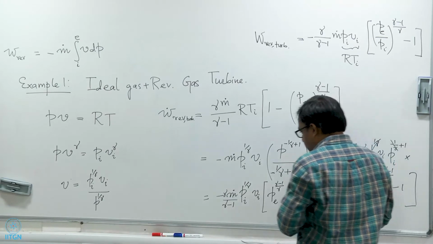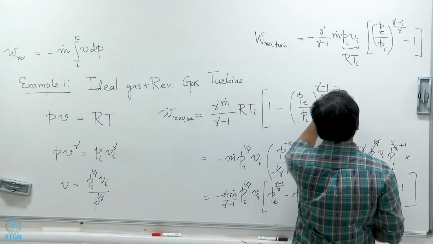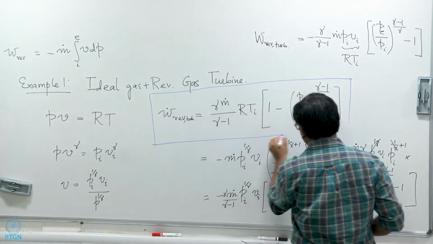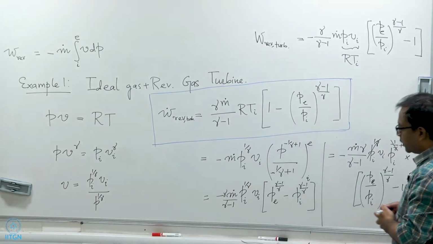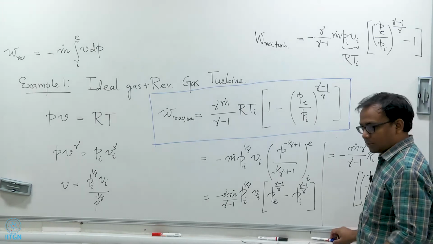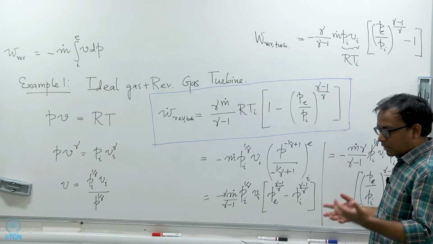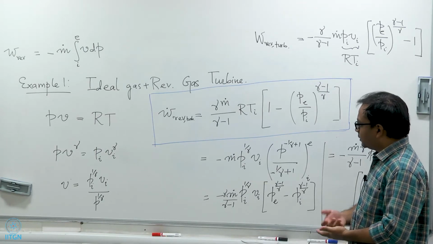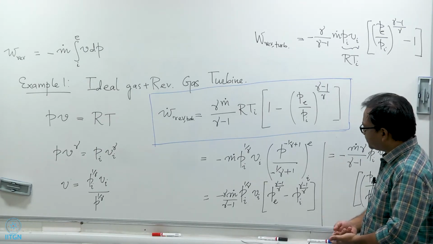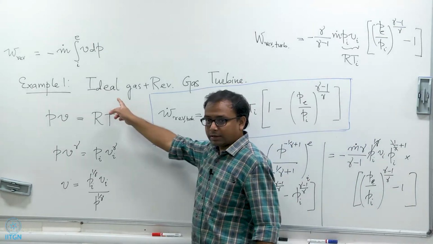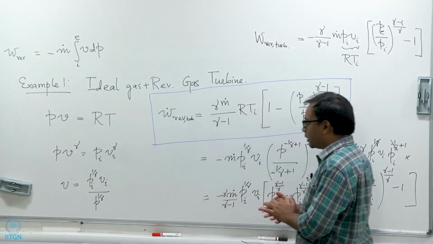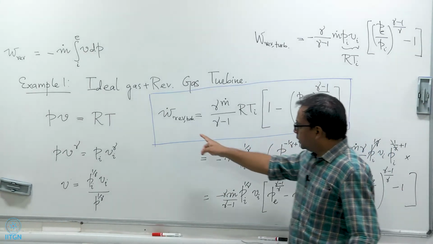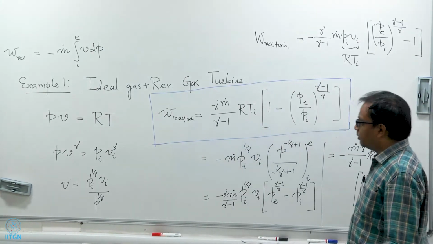Again, remember that this is work output from a turbine which is working in a reversible way, with no heat interaction, meaning that it is basically an isentropic device, an isentropic steady state steady flow device with one inlet and one outlet. Working fluid is ideal gas with constant specific heats. With all of these assumptions, this is what we get as the work output from the turbine.